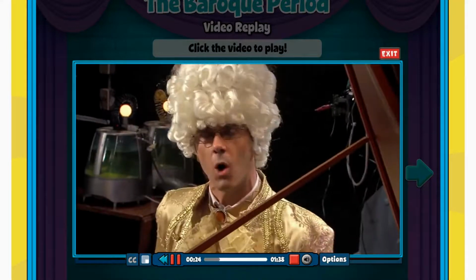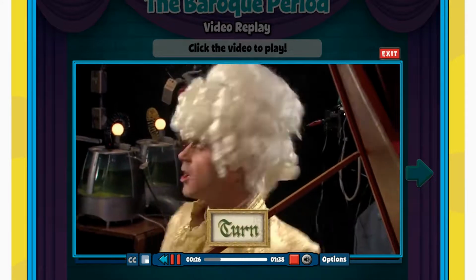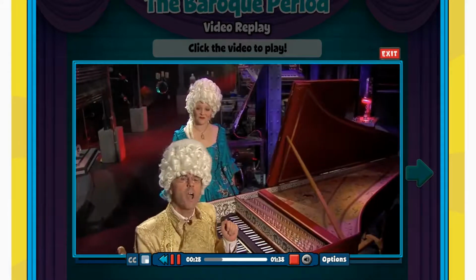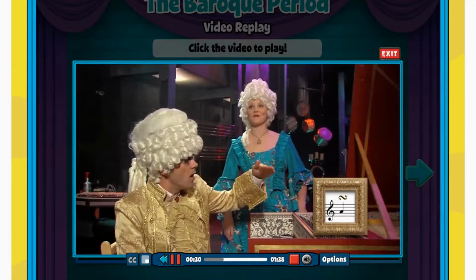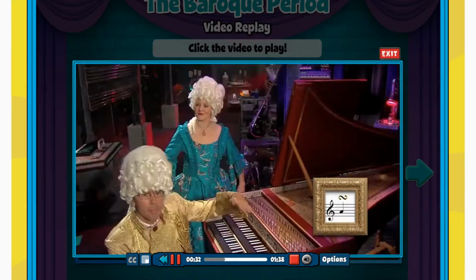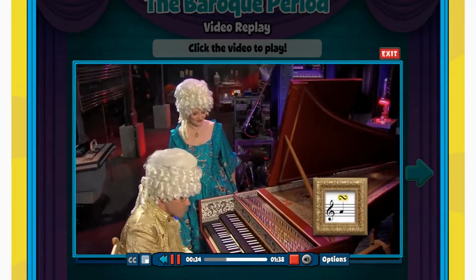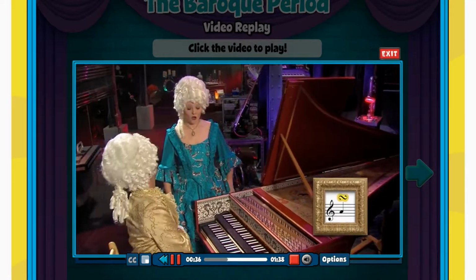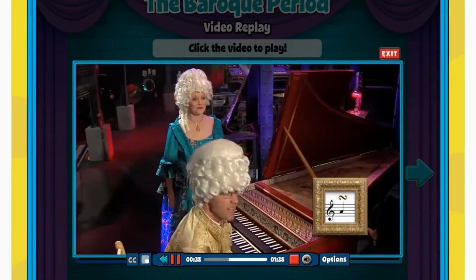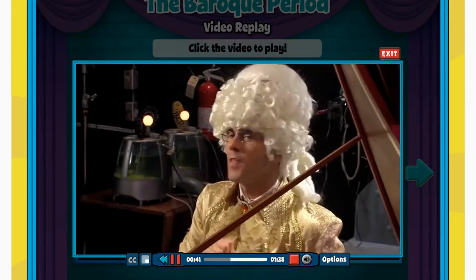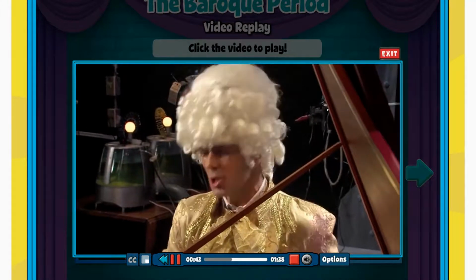Another thing they used to add to their music was the turn. The turn is a bit like a wave of the ocean. It goes along, up, below, and back to the same note. Listen to this. That was a turn. Again, very fancy. And then they added appoggiaturas.